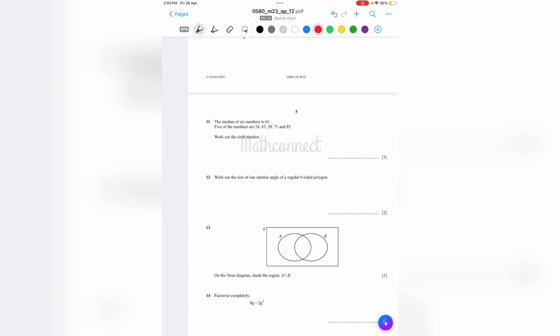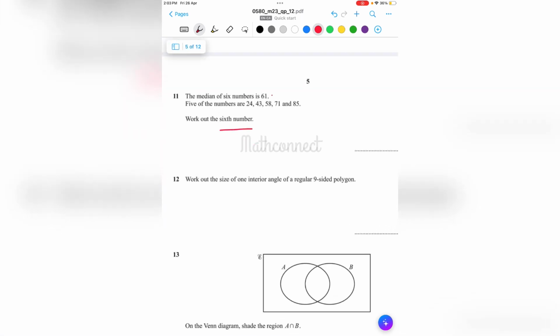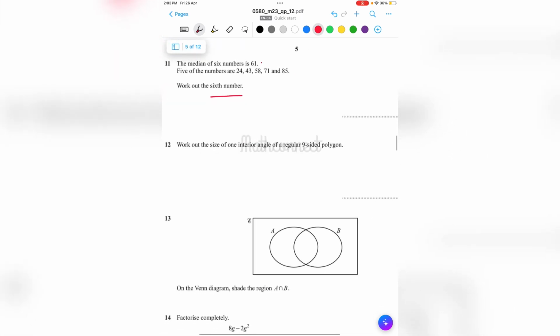The median of 6 numbers is 61. 5 of the numbers are given. Work out the 6th number. So this is from statistics. So the median of 6 numbers is given. So the number is 61. So it can be placed here. So 24, 43, 58. We don't know what is the next number, but when we take the median, it's going to be 61. So it can be placed over here just before 71, then 85.